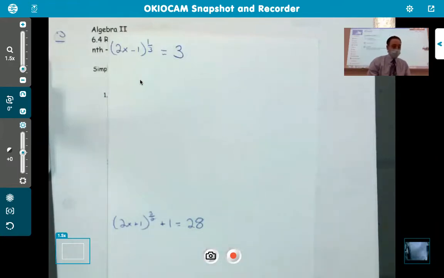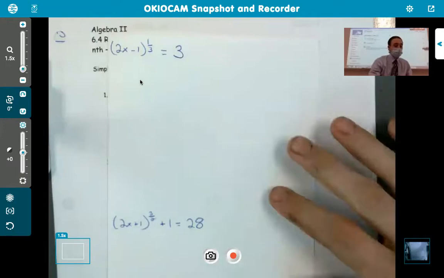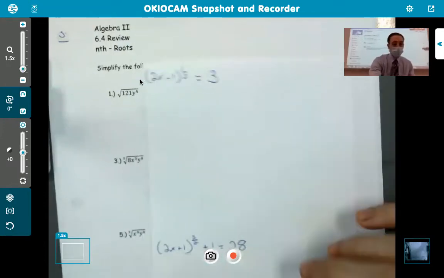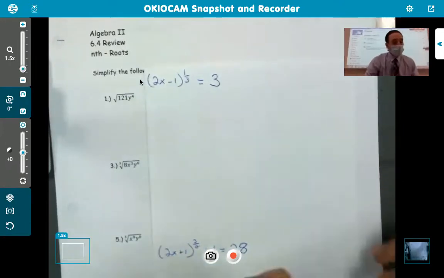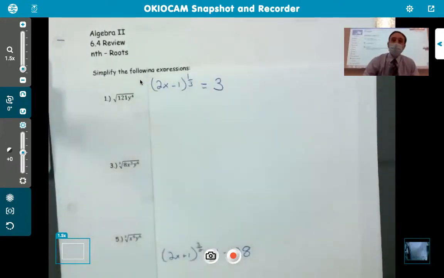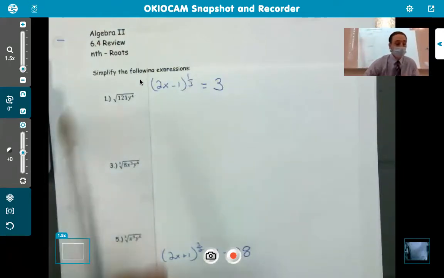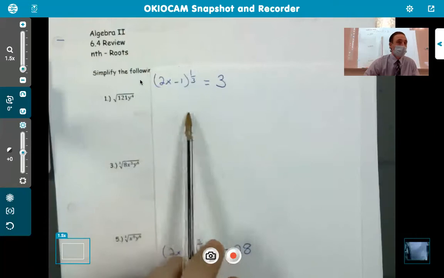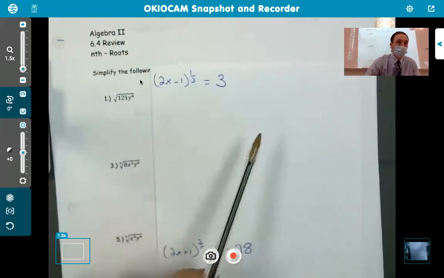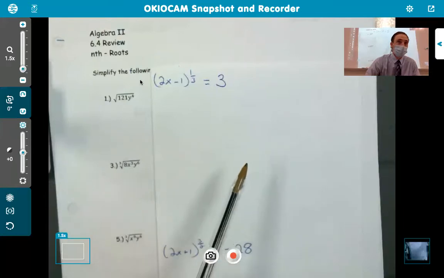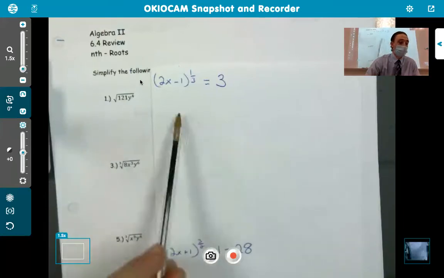The first thing that we need to do is make sure that each term is isolated. This is problem number 1 here at the top, problem number 2 at the bottom. Is my term isolated in number 1? Is my term entirely by itself in number 1? Do I have to add or subtract anything over, or multiply and divide anything over? No, right? So my term is by itself.